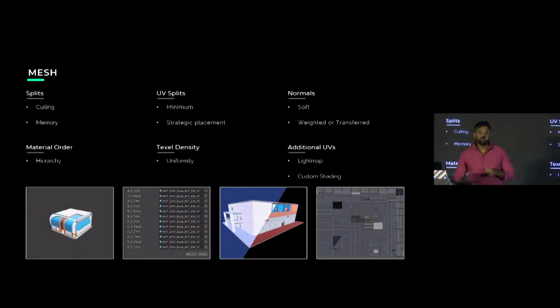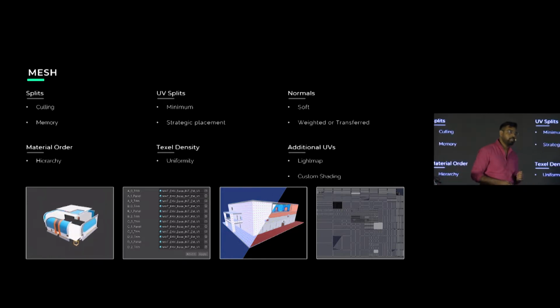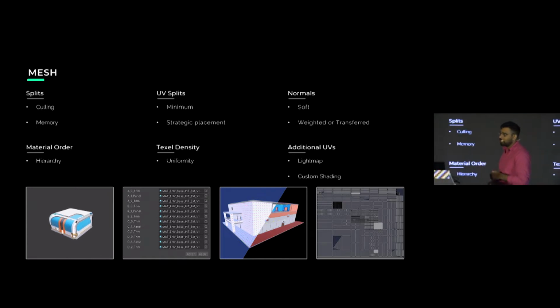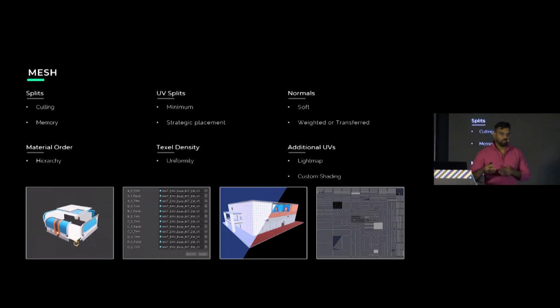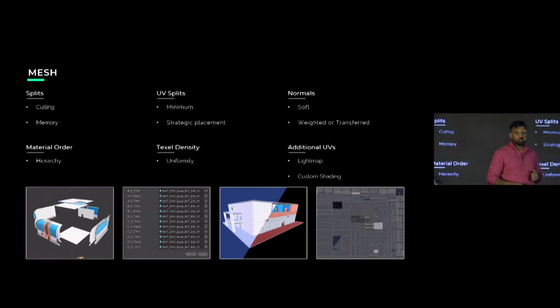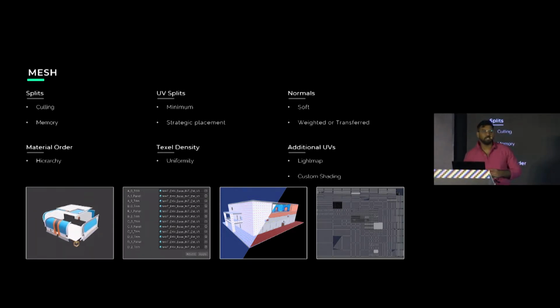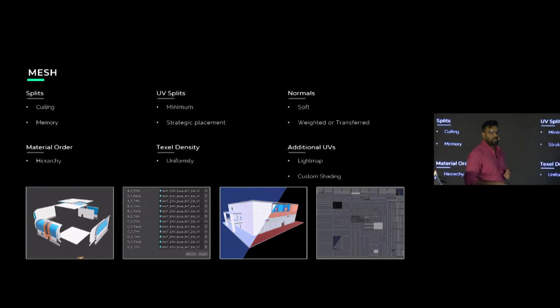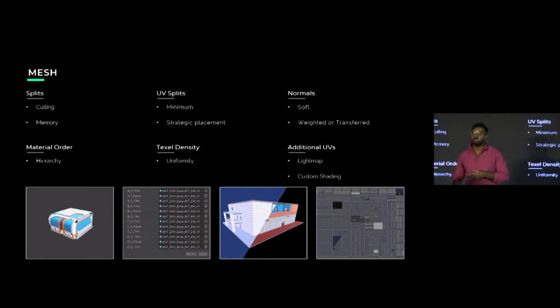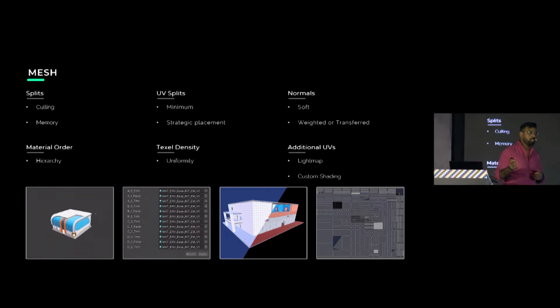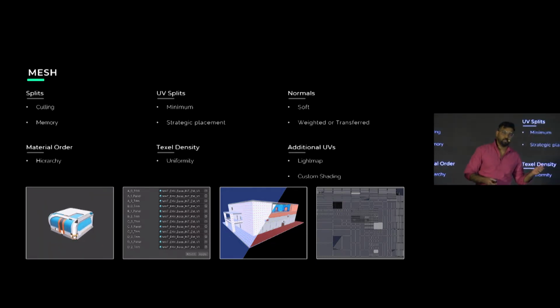Next, we have authoring tips. Most of the artists at Indus have to follow some of these things in order to get the performance boost. First is split. Splits are generally used to cull out the geometry which is not in view of the player. So having multiple splits in your meshes will help you to reduce the poly count by culling out all the geometry which is not in use by the engine.